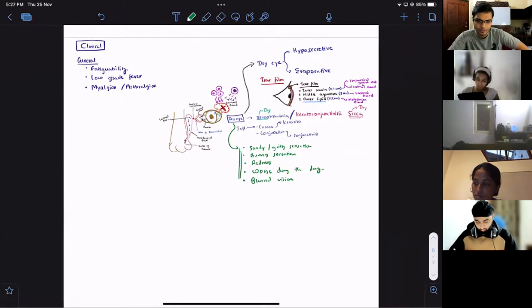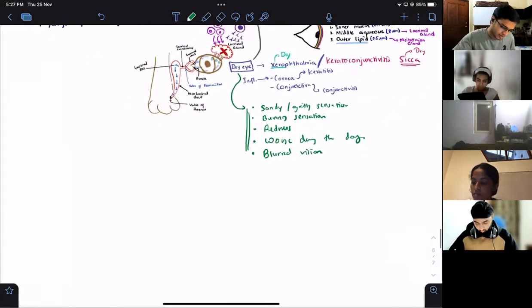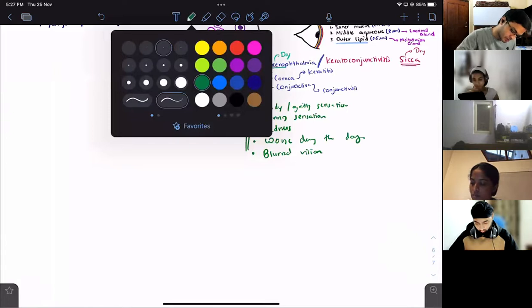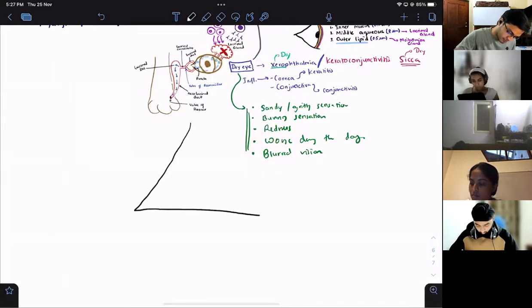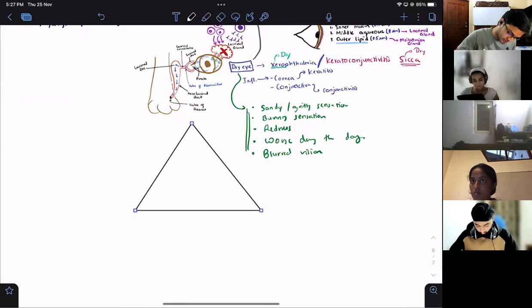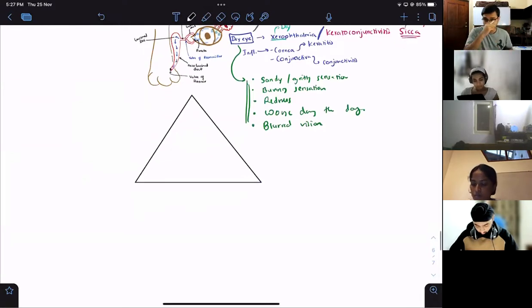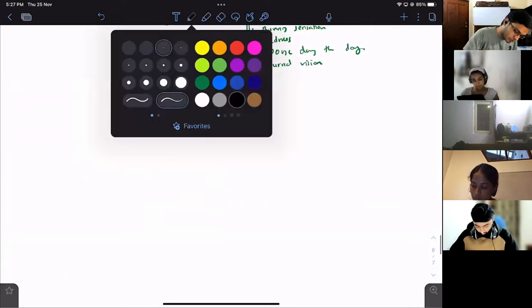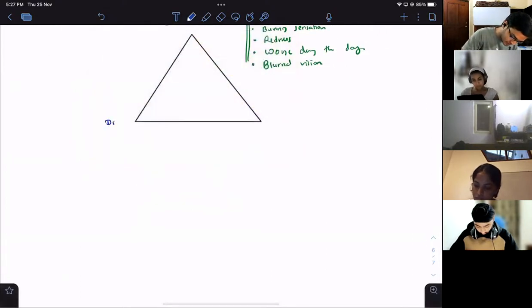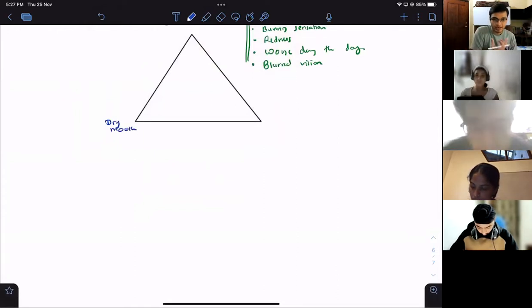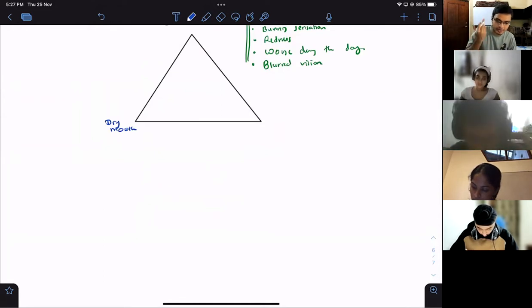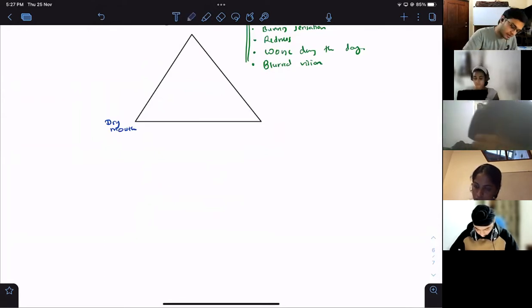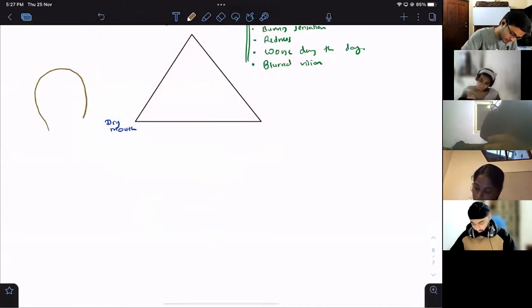The next one is, guys, dry mouth. Now when you are drawing it, make sure you are drawing a triangle, because at the end of the day we are going to talk about this main triad. On the top end is the dry eye. Here we will talk about dry mouth. What is happening here? Again, what is this, guys? A problem with the exocrine glands, in this case the salivary glands. Here, look at this, guys. You can draw a person, something like that.